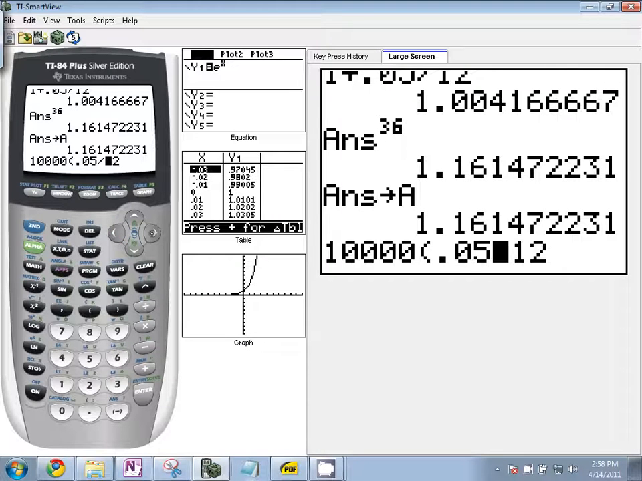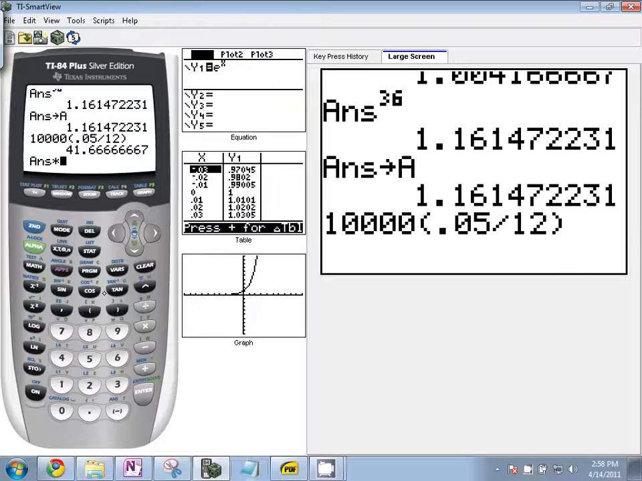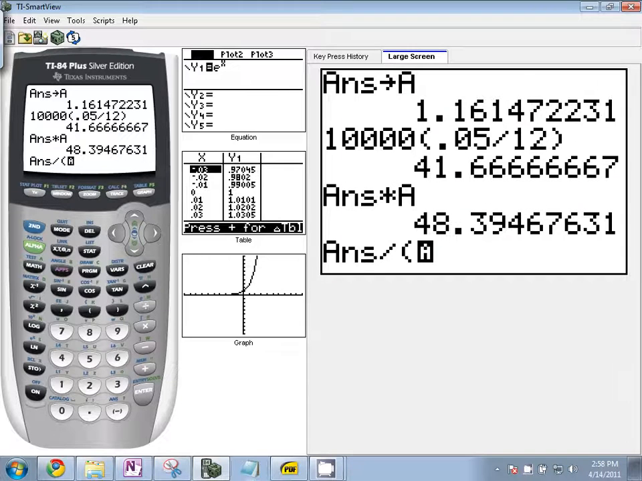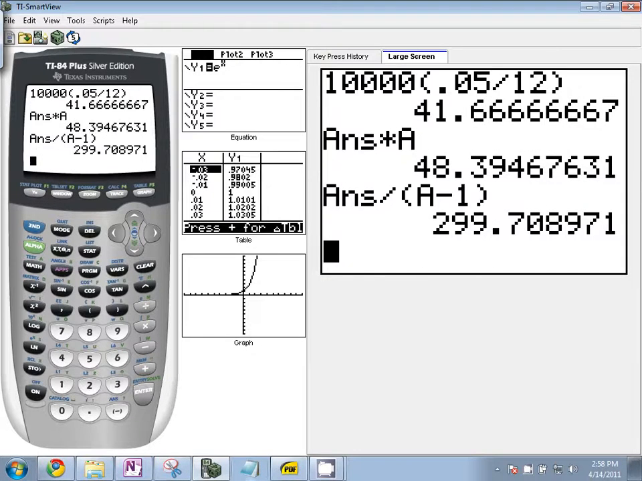Then I have to multiply by A, right? And then I have to divide by what? Is that a lot easier to type out? Do it in pieces. Yeah. So what does that make logical sense? What is our answer telling us?